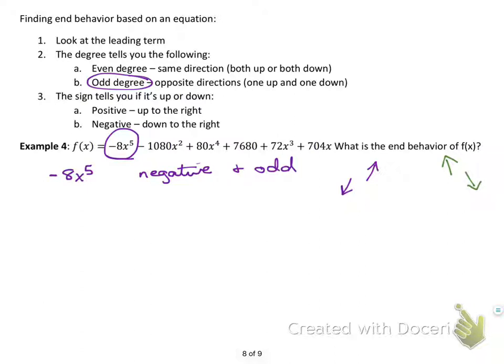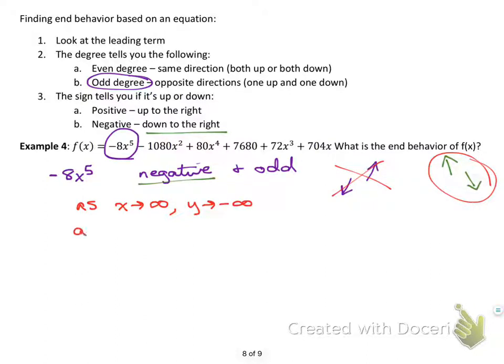Now normally, for positive, it goes up to the right. For negative, it goes down to the right. So once you realize it's odd, which means it's going in opposite directions, if it is also negative, then it's going down to the right. So not this one, because that's going up to the right. So it's doing this, which means as x approaches positive infinity, it's going down to the right. So that means y approaches negative infinity. As x approaches negative infinity, y approaches positive infinity.